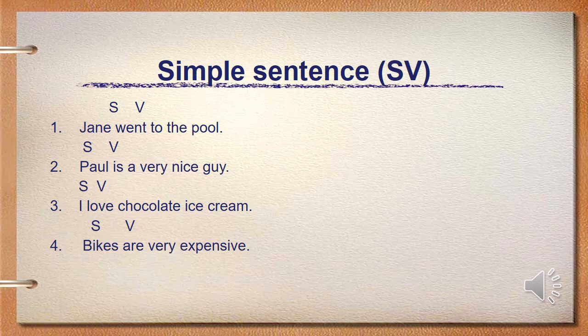I love chocolate ice cream. I is the subject, love is the verb. Only one subject and one verb. Bikes are very expensive. Bikes is the subject, are is the verb. So in these 4 sentences, we have only one subject and one verb. They are simple sentences with the formula SV.